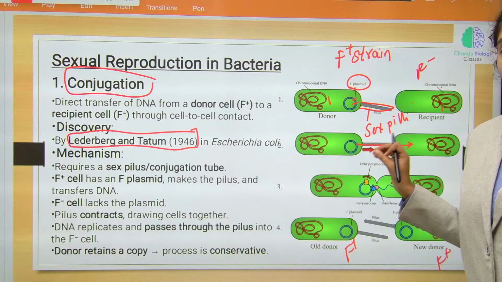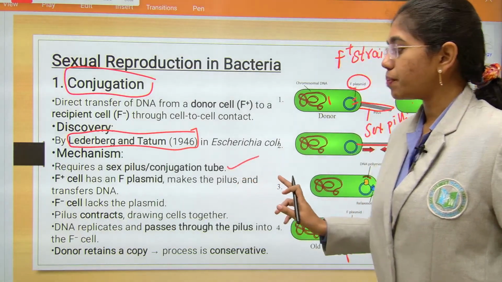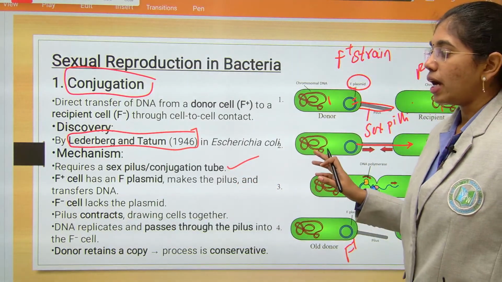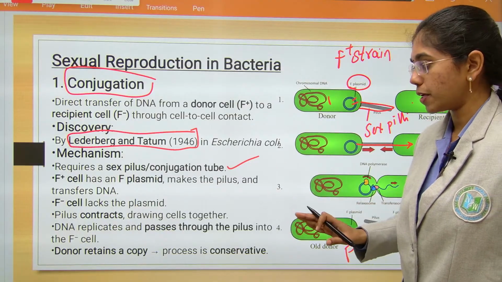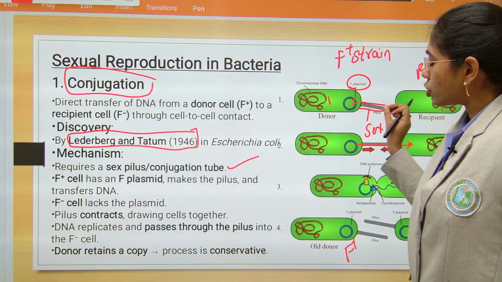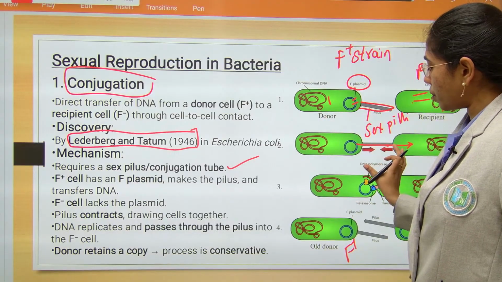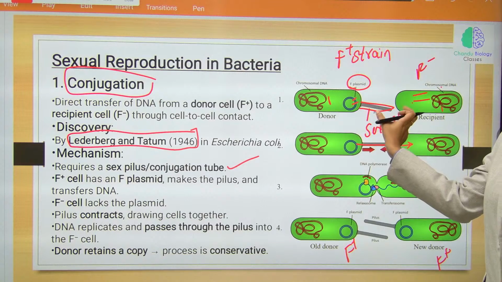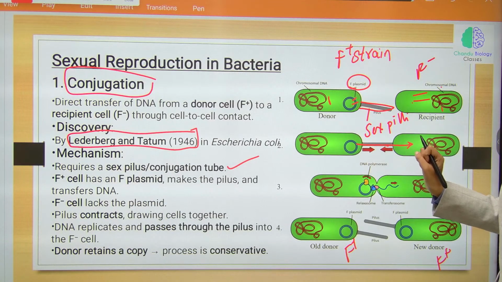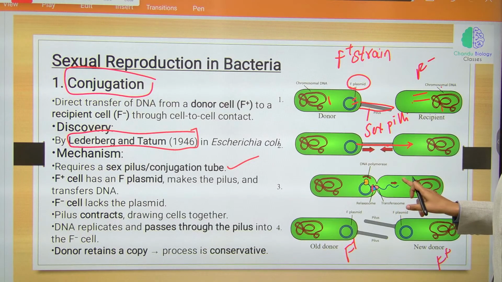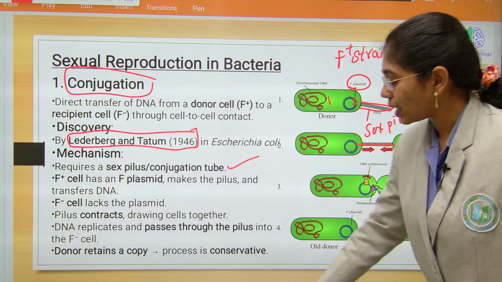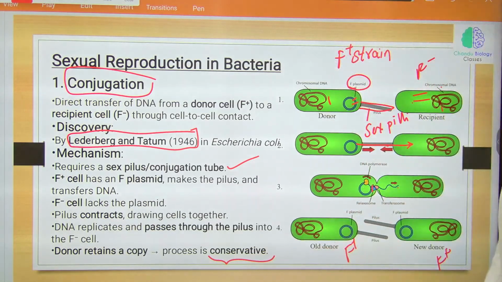The main mechanism here requires a sex pilus or conjugation tube, where the F plus cell has the F plasmid and the F minus cell doesn't have the F plasmid. The pilus contracts, drawing the cells together. Then DNA replicates from the plasmid DNA and gets transferred to the F minus strain. The donor retains a copy. The process of replication over here, you can see, is a conservative method.